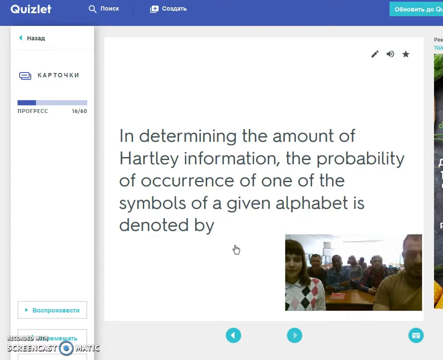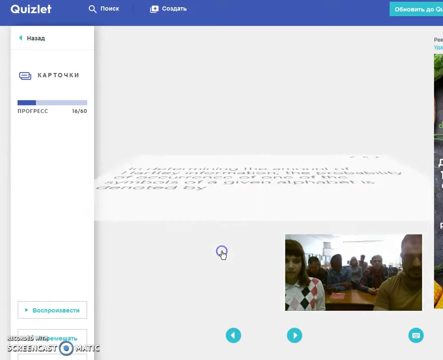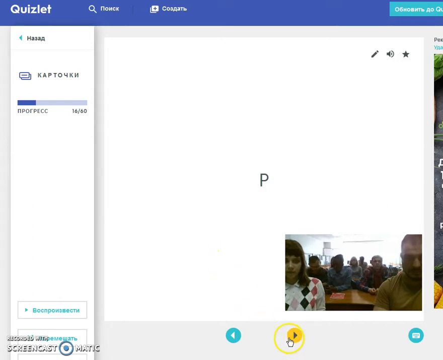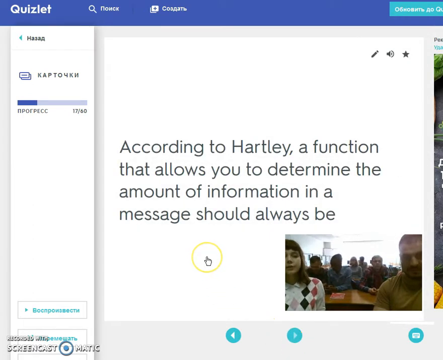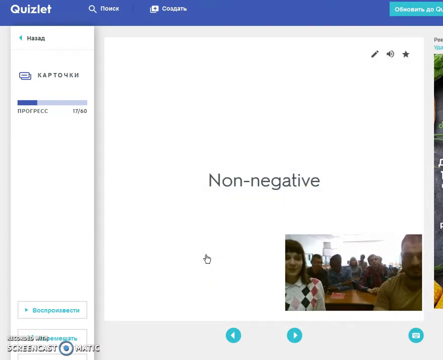In determining the amount of Hartley information, the probability of occurrence of one of the symbols of a given alphabet is denoted by P. According to Hartley, a function that allows you to determine the amount of information in a message should always be non-negative.